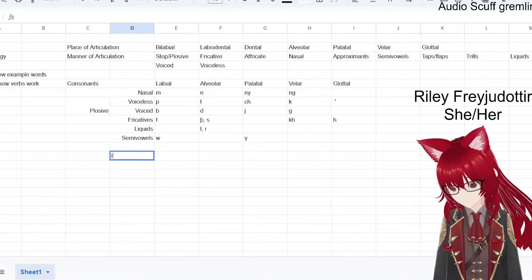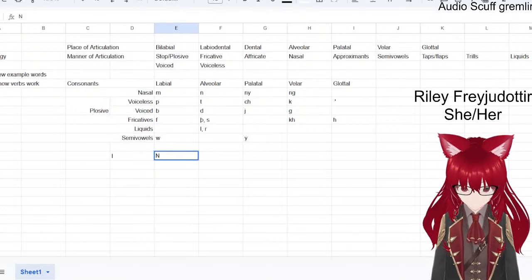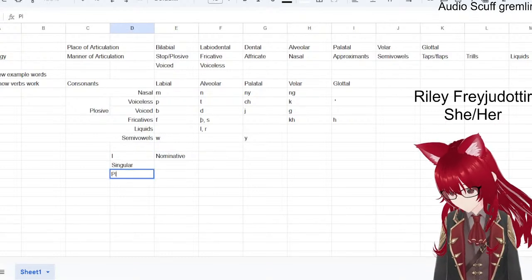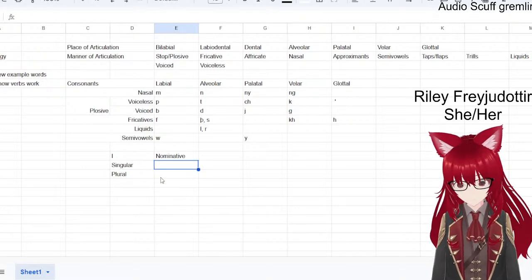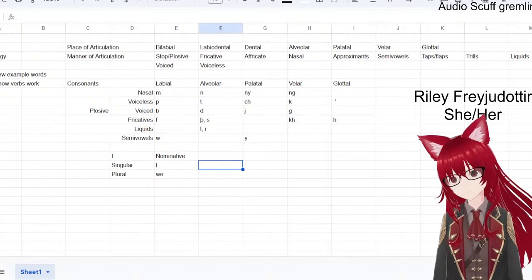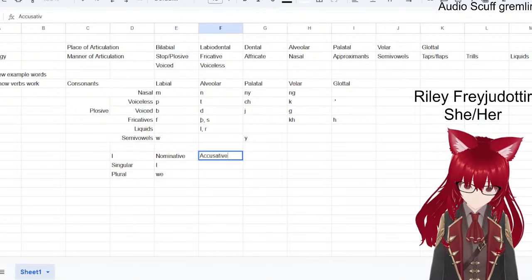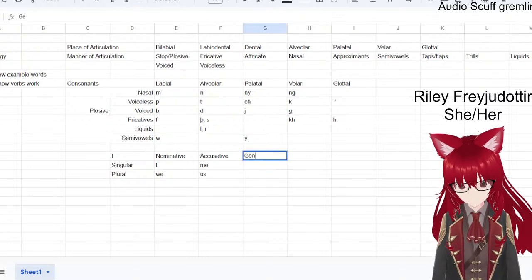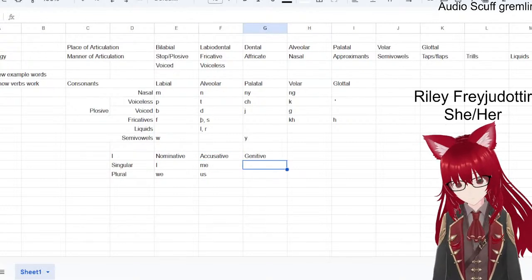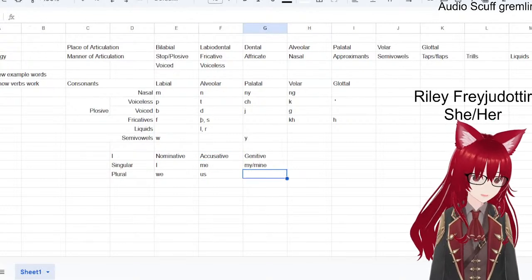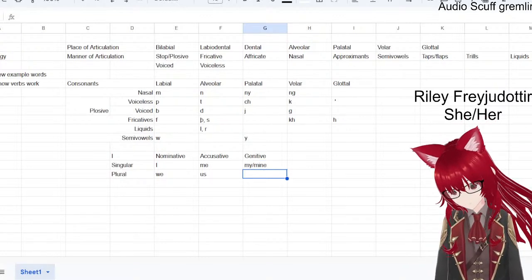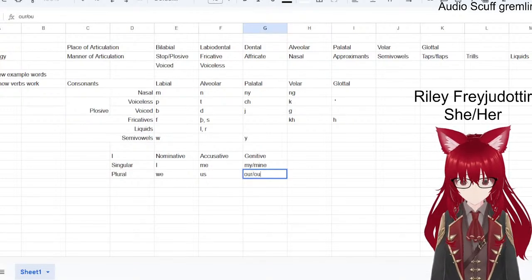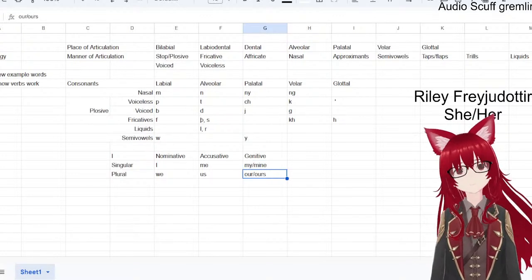So, for example, let's talk about the pronoun I. It has the nominative case. That's when it's singular. That's when you use it as the subject of a sentence, so I or we. It also has the accusative case, so that's me, us. It also has the genitive case, so that's my or mine. And then the plural also has the genitive our or ours.